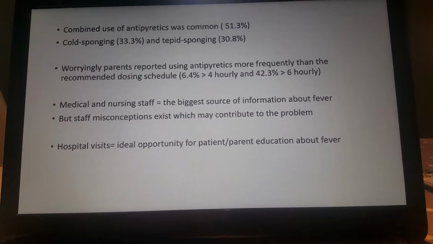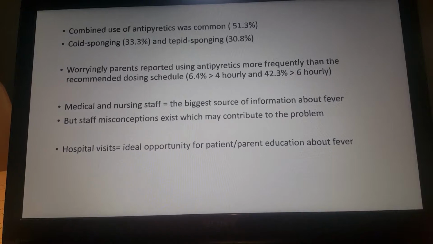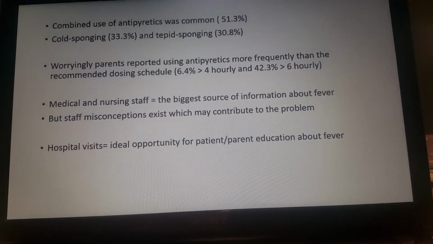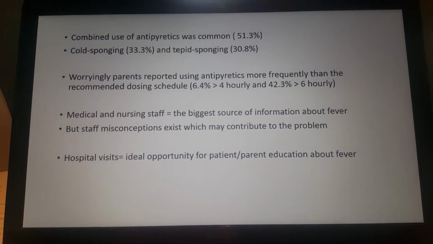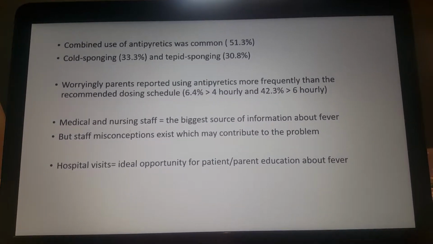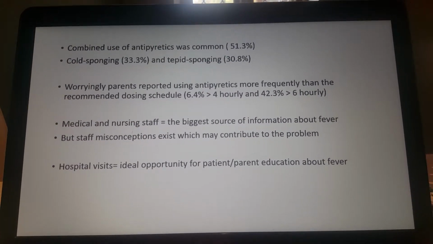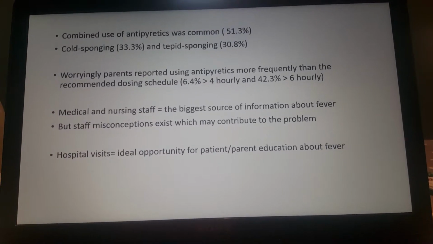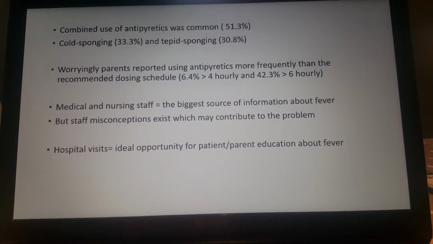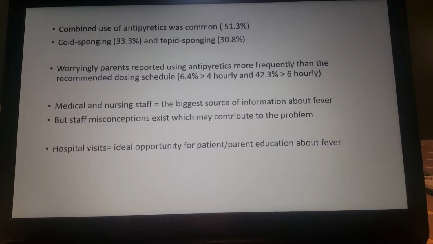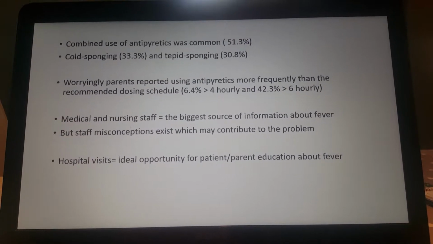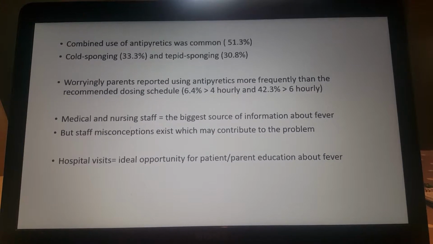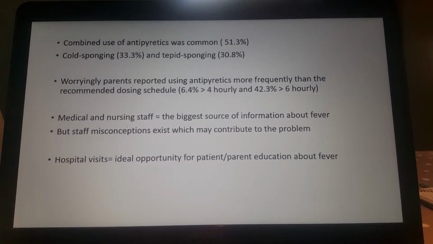We know that combined use of antipyretics is common, and in this study it was reported in 50% of patients. Cold sponging and tepid sponging still happen, despite the evidence being that they're of no benefit. Also, worryingly, parents reported using antipyretics much more frequently than the recommended dosing schedule. 40% were using them more than the recommended 6 hourly, and about 6% more than 4 hourly.